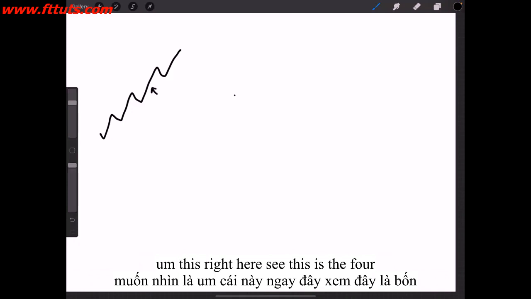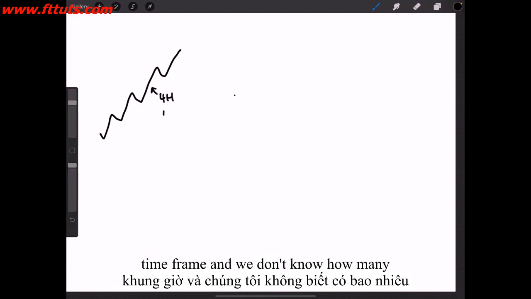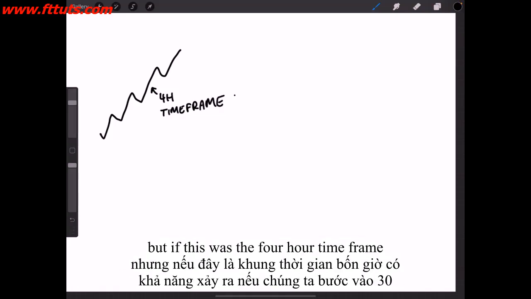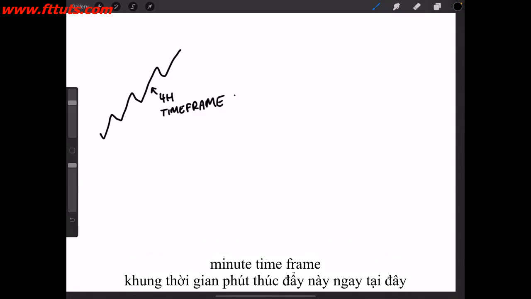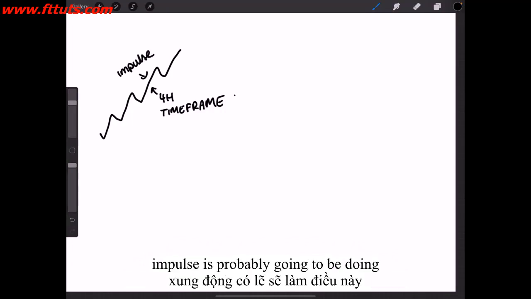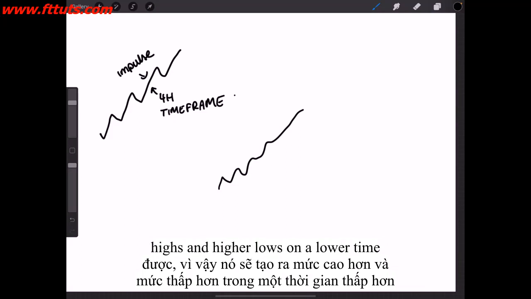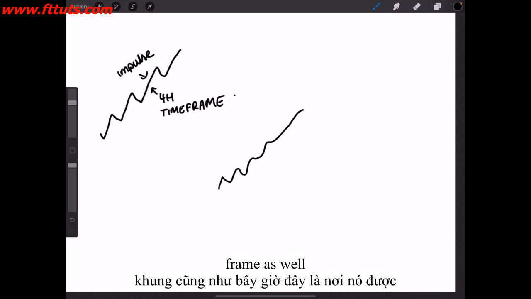Potentially, what we want to look at is this right here. Say this is the 4-hour time frame, and we don't know how many candles are here as we're just drawing it like this. But if this was the 4-hour time frame, potentially if we went into the 30-minute time frame, this impulse right here is probably going to be doing this. Okay, so it's going to be making higher highs and higher lows on a lower time frame as well.